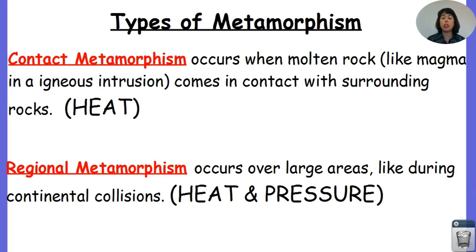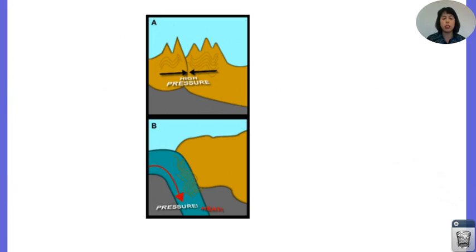Regional metamorphism occurs over large areas, like during continental collisions. Not only do we have heat during this time, but we also have increased pressure. So if we look in this diagram here, you can see large continents colliding into each other, and it's causing a lot of heat and pressure to change the rocks that are there. This would happen over a very large scale. That's why you'd often find metamorphic rocks in mountainous regions, like the Adirondacks are made up of metamorphic rock.